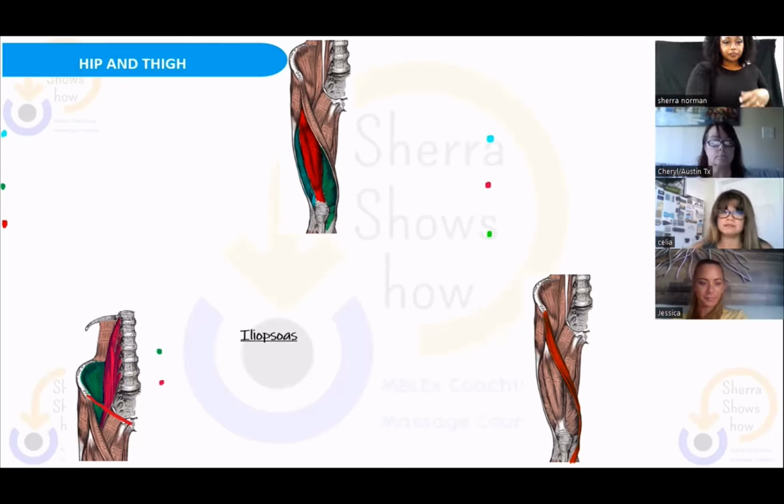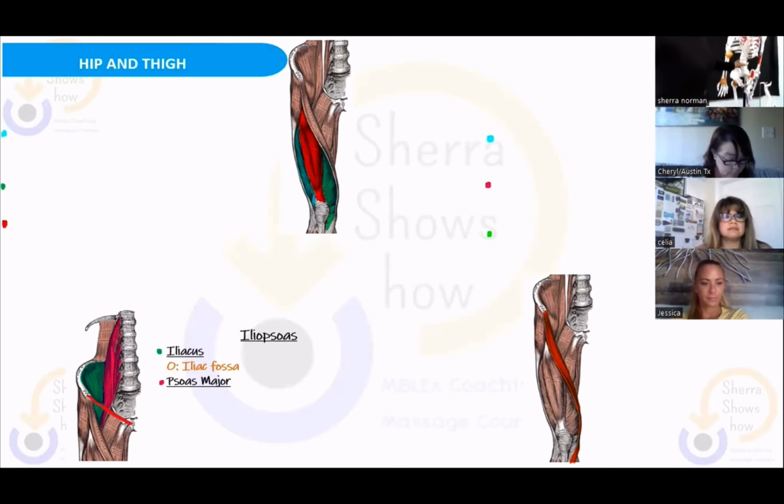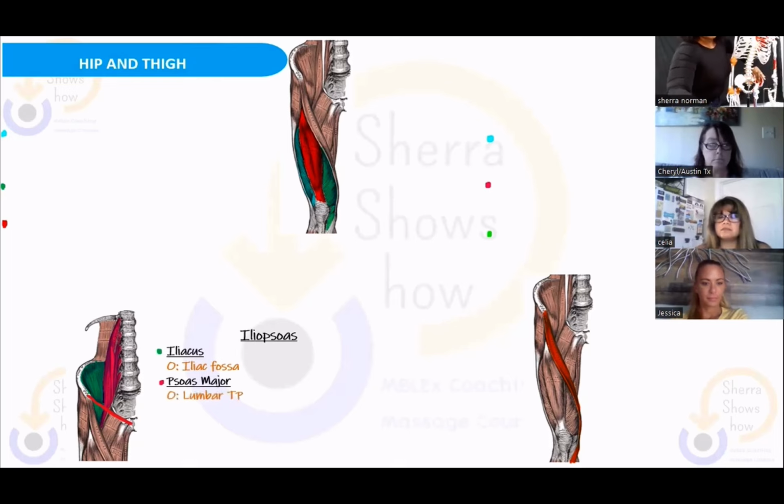All right. So let's start with iliopsoas because we've done all the upper body stuff. We've done the abdominals. We've done the back. Get into the legs. Almost done. So iliopsoas, of course, iliacus and psoas major. Iliacus starts on the iliac fossa, right in here. You can see that big red spot, okay? Psoas major starts on the lumbar vertebrae and transverse processes, okay?